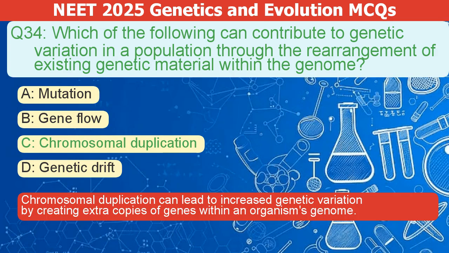The correct answer is C. Chromosomal duplication can lead to increased genetic variation by creating extra copies of genes within an organism's genome.